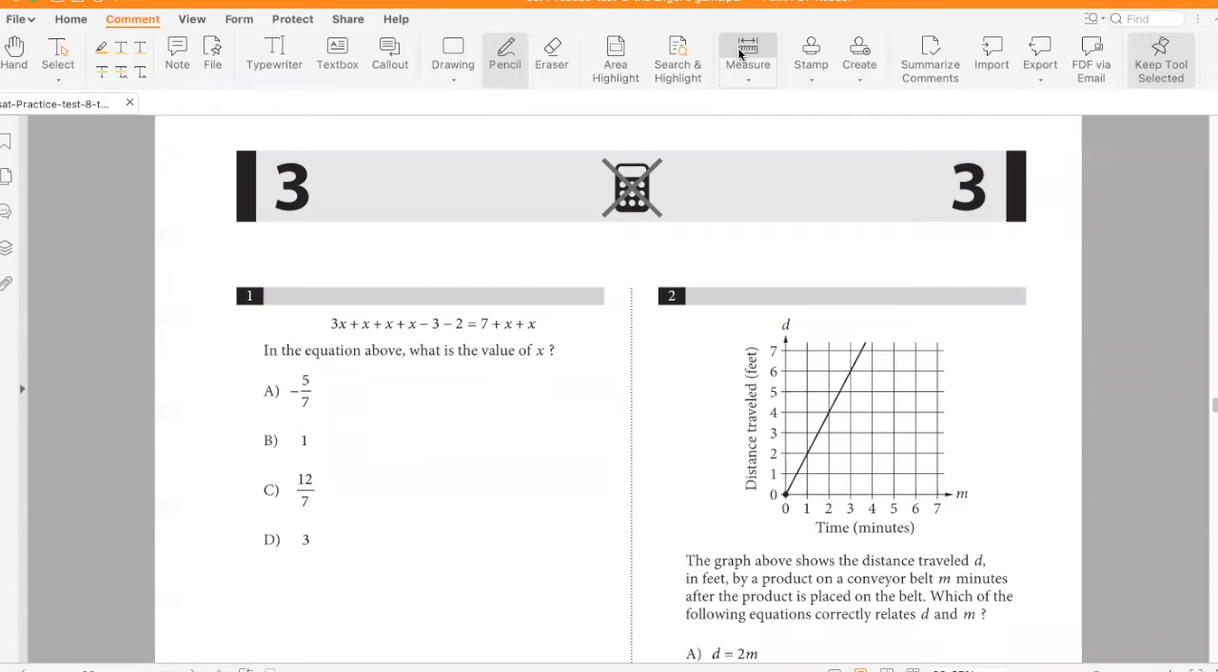Question 1. In the equation above, what is the value of x? So we have 3x, 4x, 5x, 6x. So 6x minus 5 is 7 plus 2x. So 4x is 12. So x is 3.